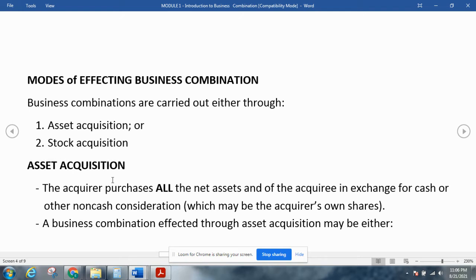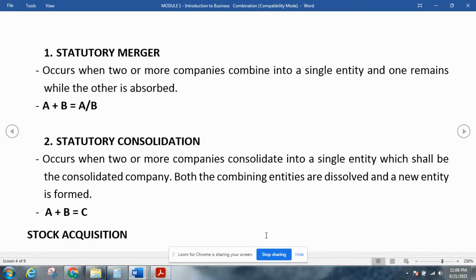So, asset acquisition. How does this happen? For asset acquisition, the acquirer purchases all the net assets of the acquiree in exchange for cash or other non-cash considerations, which may be the acquirer's own shares, in exchange for the net assets of the acquiree. For business combination effected through asset acquisition, there are also two types: the statutory merger and the statutory consolidation.